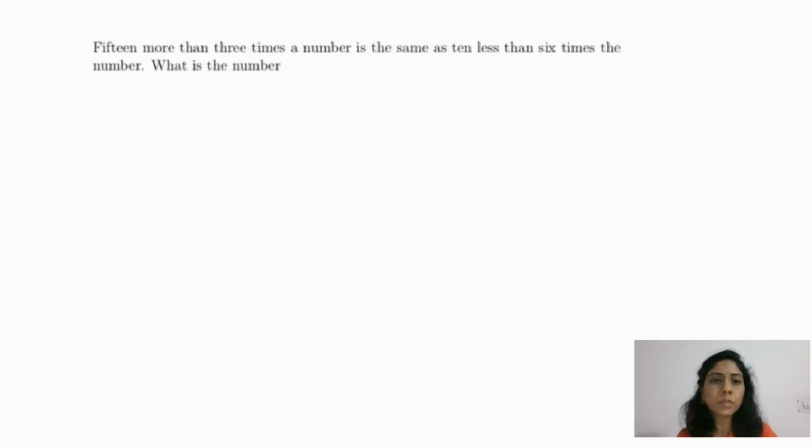Okay, now second question. 15 more than 3 times a number is the same as 10 less than 6 times the number. What is the number? Number is x. 3 times a number, 3x. 15 more than, add 15. 10 less than 6 times the number, 6 times the number, less than 10, is, so here equal. We got linear equation, we can solve very easily.